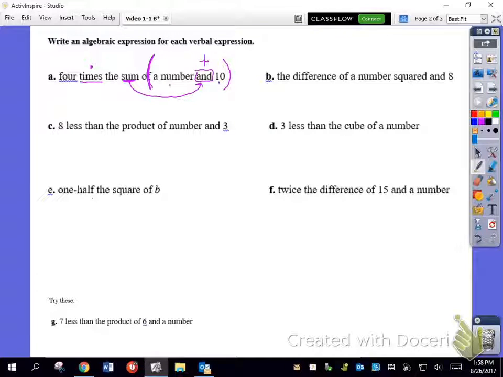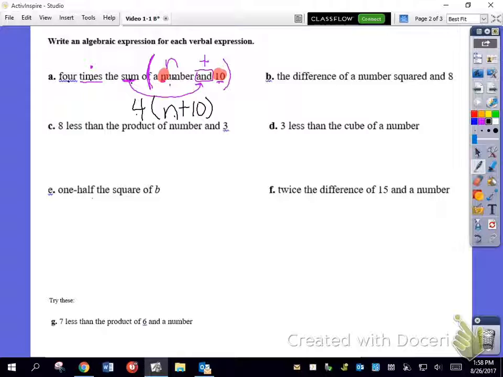So if it says the difference of, then above the and, I'd put a minus. Or if it said the product of, above the and, I'd put a times. So the and tells you where the operation goes. Since it just says a number, I'm going to use a variable, and then I have a number behind it. So I'm going to use a 10, and I'm just going to use the n to represent a number. I don't know what number it is, so I'm just going to use that variable n. So you have parentheses n plus 10. That is the sum of a number and 10, n plus 10. So the 4 times just goes in the front, and that's it.